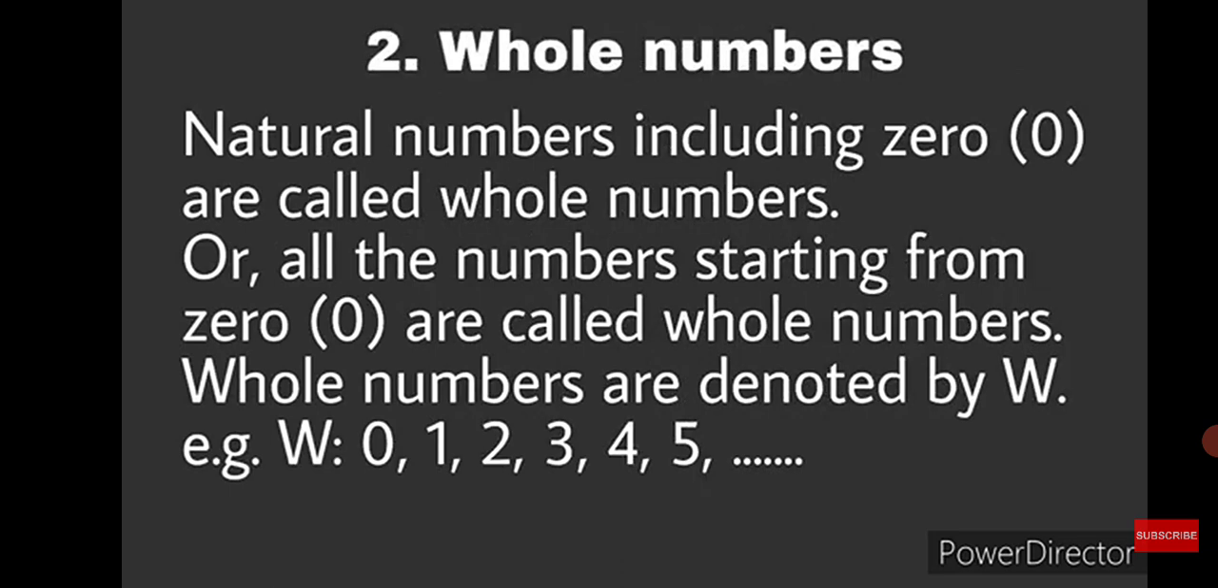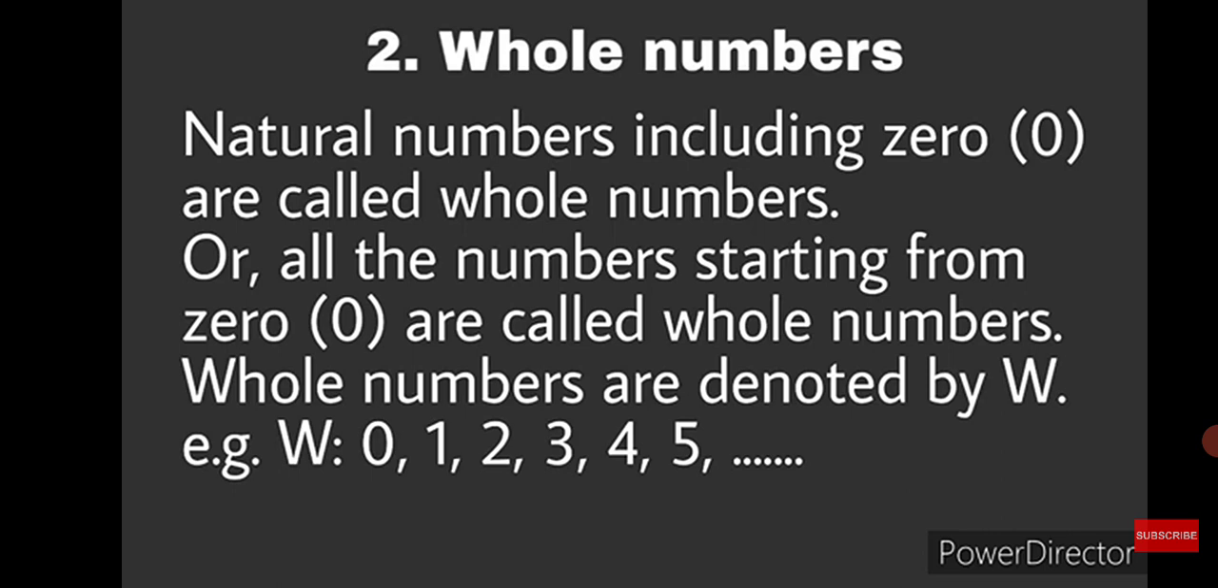Next, whole numbers. Natural numbers including 0 are called whole numbers, or all the numbers starting from 0 are called whole numbers. Whole numbers are denoted by W, and W equals 0, 1, 2, 3, 4, 5 and so on.